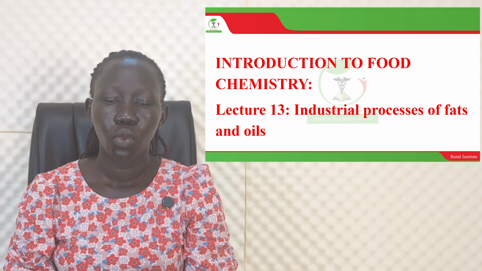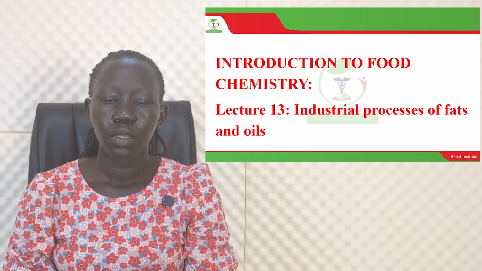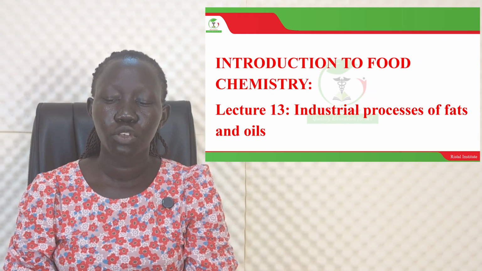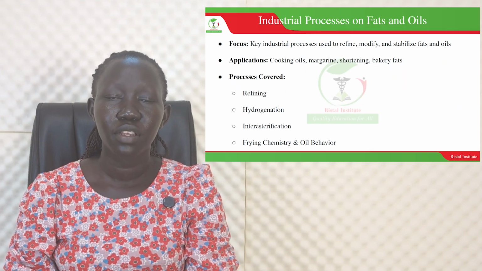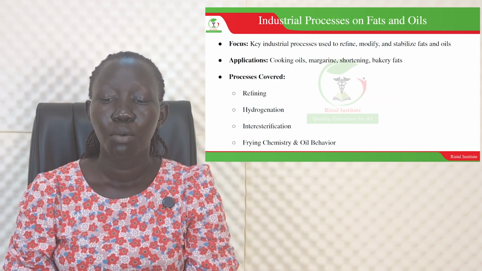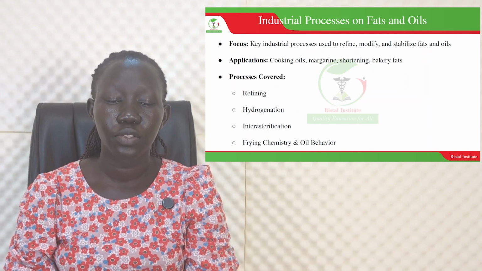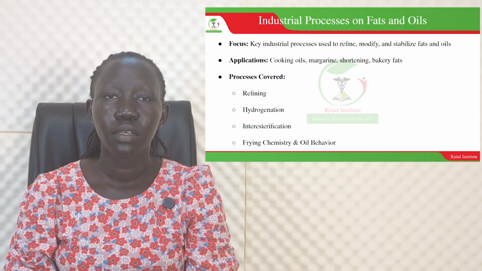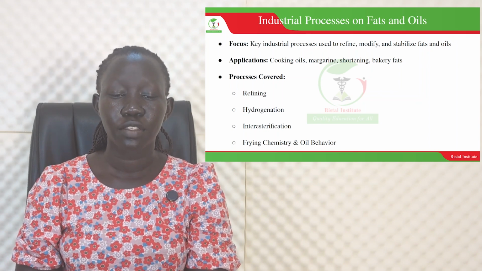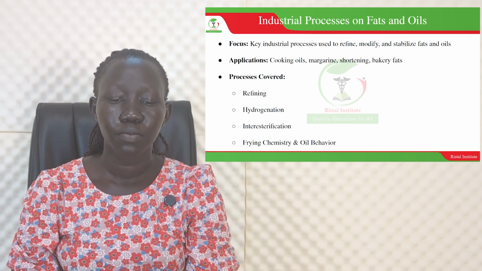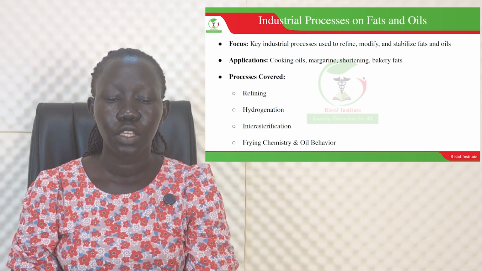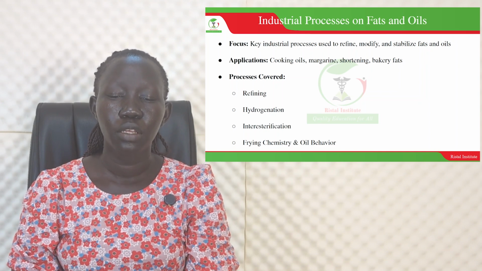Hello, welcome. In this lecture, we would like to understand the industrial processes of fats and oils. Our focus area is the key industrial processes that are used to refine, modify, and stabilize fats and oils. The key applications here are in cooking oils, margarine, shortening, and bakery fats. The processes we are going to look at specifically are refining, hydrogenation, interesterification, frying chemistry, and oil behavior.